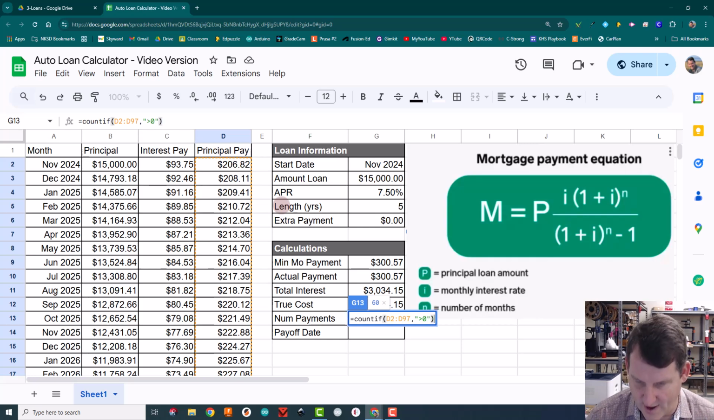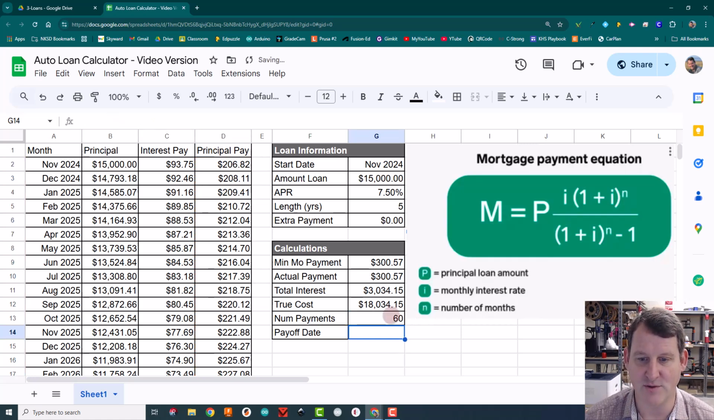I don't know why it requires quotation marks around the greater than 0, but what this is saying is go look at cells D2 to D97. If it's greater than 0, count it and keep track of how many are greater than 0. When I hit enter, it should count up the number of months, which is 60, which is a 5-year loan.